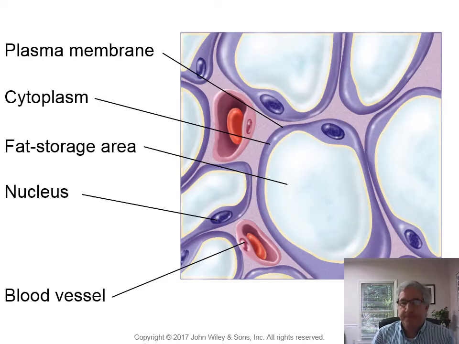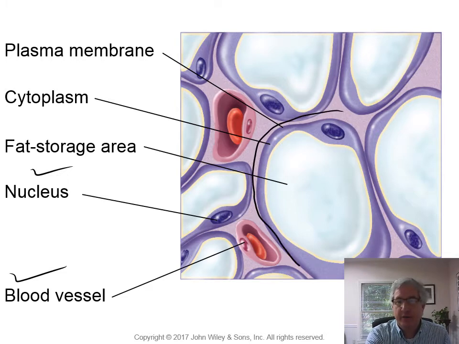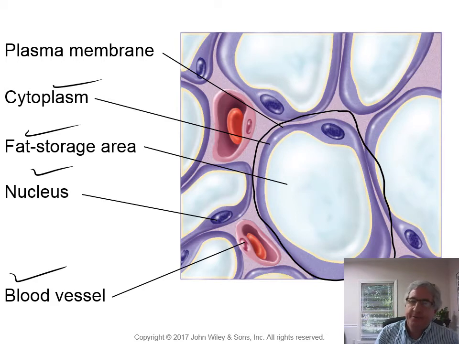Next slide. Oh, here's a diagram of it, just to show you this. So there's blood vessels running through this. Here's your blood vessel. You have a nucleus, and you have a single cell. So this is a single adipose cell there, and that's the fat storage area. And then the thinner part around the outside is the cytoplasm, and then the plasma membrane you can see. Next slide.